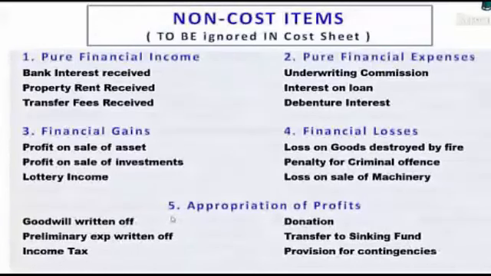These items have no relation with manufacturing a product directly or indirectly or selling a product. These items do not have any relationship. And that is why when you prepare a financial profit and loss account, you may be taking these items. But in a costing P&L account, what we call a cost sheet, we don't take these items.